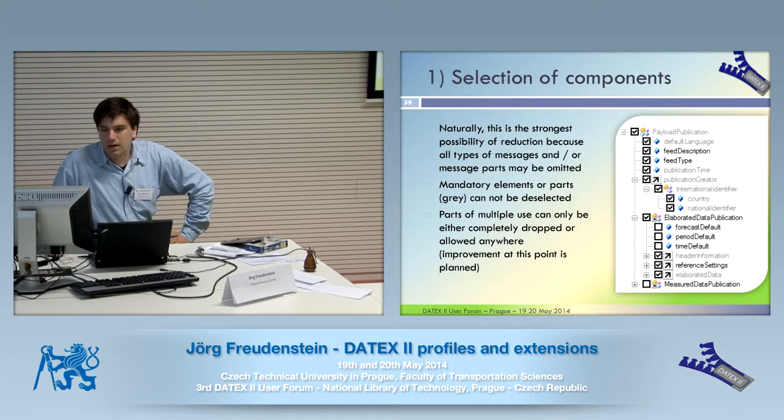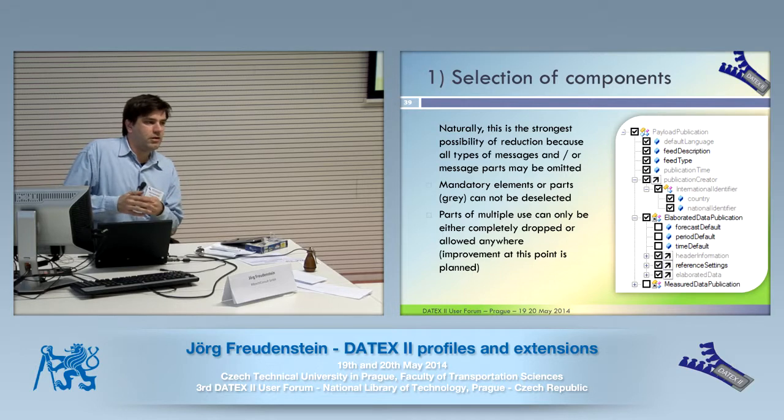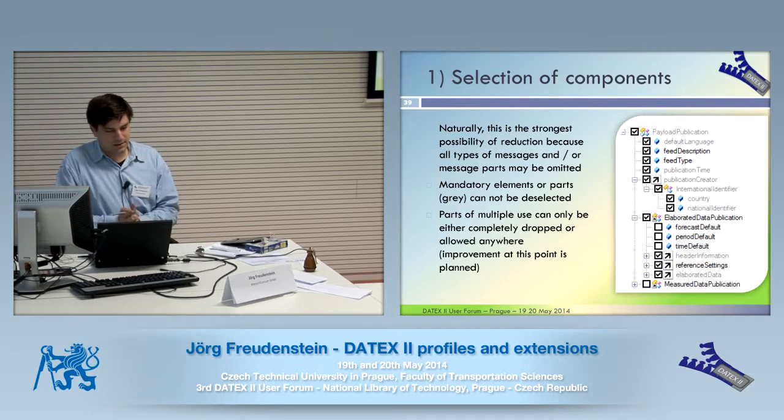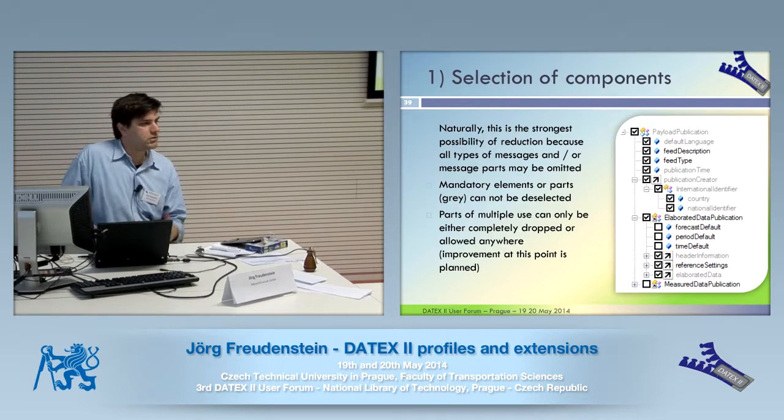These three things work like the following: the selection of components. When you deselect components, of course, this is a very strong reduction. You say I only need the measurement table publication. All other things I don't need. Of course, your schema gets very limited then, and all the other stuff is not entailed anymore. Of course, there are some mandatory elements. They are in gray color here. You cannot deselect them.